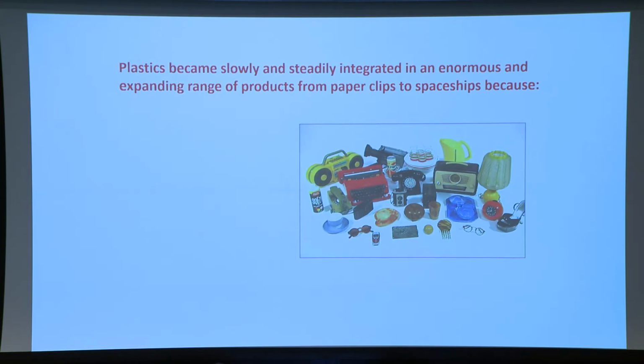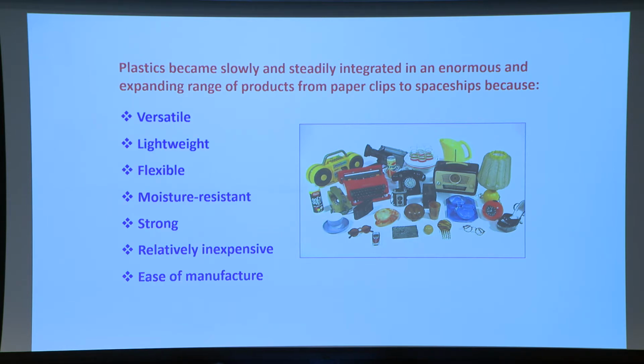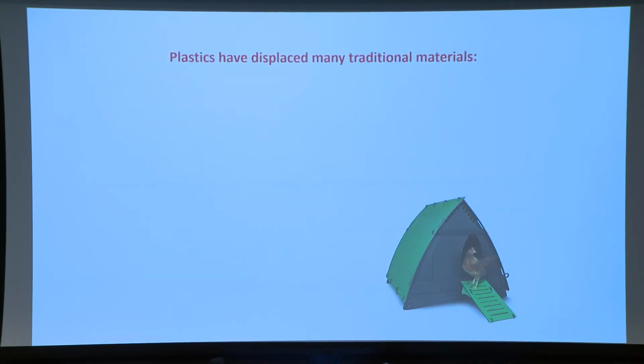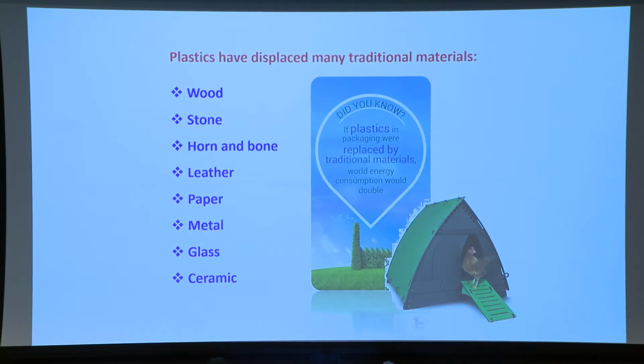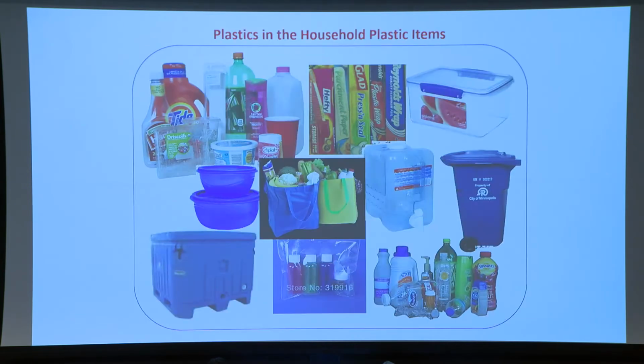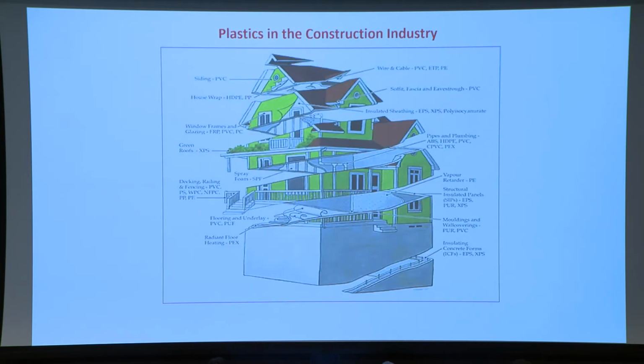So plastics got slowly and steadily integrated into a wide range of products because they're versatile, lightweight, flexible, moisture-resistant, strong, relatively inexpensive, and easy to manufacture. So plastics displaced traditional materials like wood, stone, horn, leather, paper, metal, and ceramic. And if we didn't use plastic, the energy cost was estimated to be double. So plastics made it into our household products. It is in the construction industry. We just heard from Seth, PVC dominates the plastics used in construction.